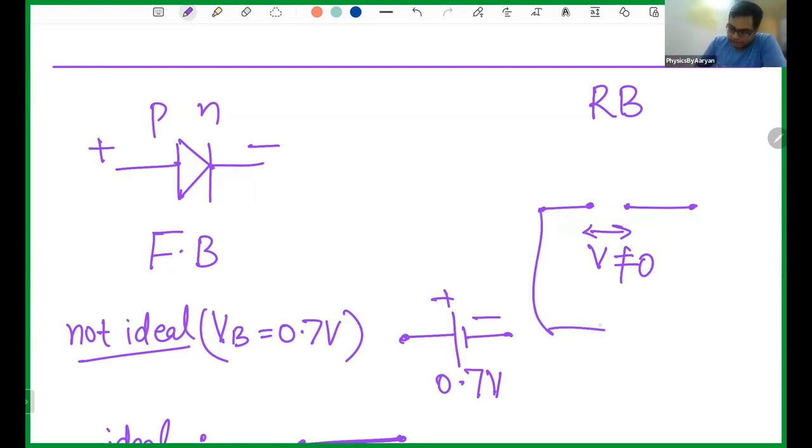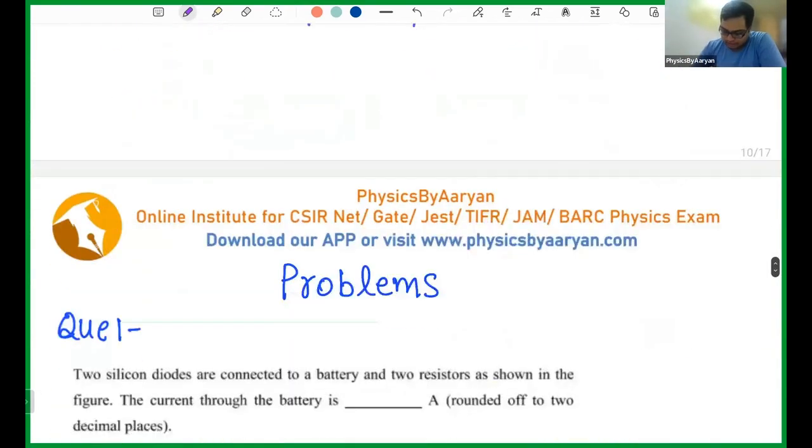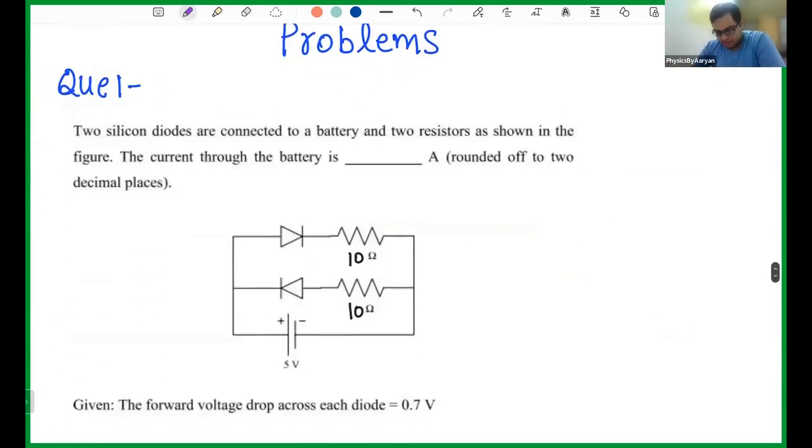I can apply the battery. Let's say I apply a battery which is 3 volt. Then the potential difference here and there is 3 volt, but no current is flowing because the circuit is open. So whenever your diode is reverse biased, you simply have to replace your diode with the open-ended circuit. You think that no current will flow in this diode. Okay. So this is how you solve it. With this information in mind, let's start solving the problems.